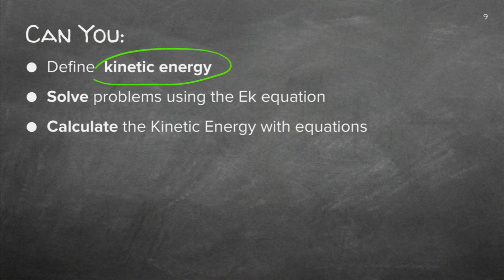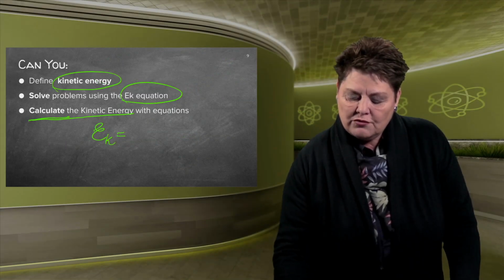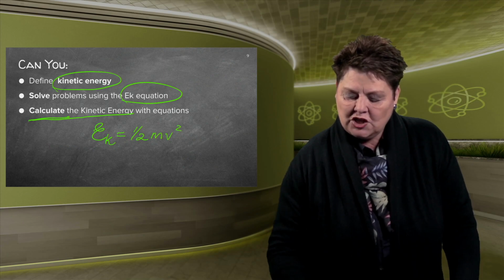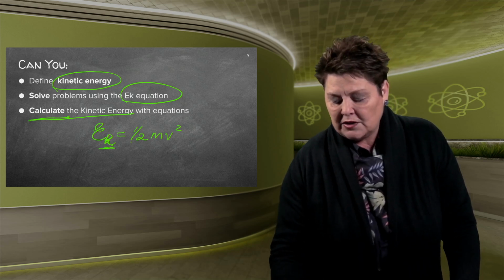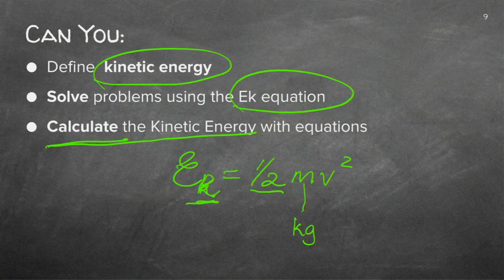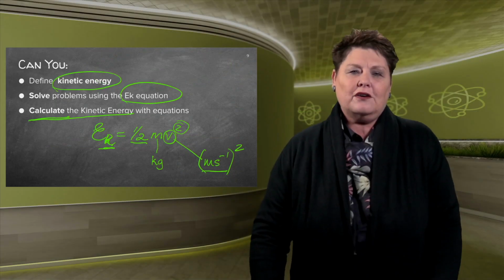Can you define kinetic energy? Remember, it's the energy used to get something moving. So it's motion. Can you solve equations for kinetic energy and calculate the kinetic energy? Make sure that you've got the equation written as it's on the information sheet. I've got the K down there to indicate it's kinetic energy. I know it's half. The mass has to be in kilograms. And don't forget that you firstly have the velocity in meters per second, but it's squared, guys. Please don't forget the square. Otherwise, you're not going to get the correct answer.